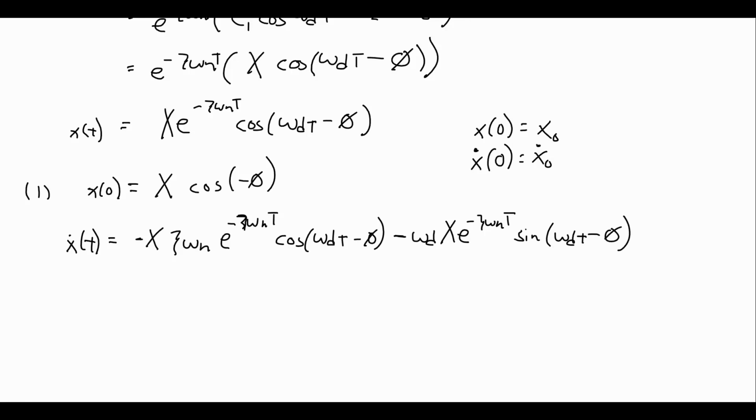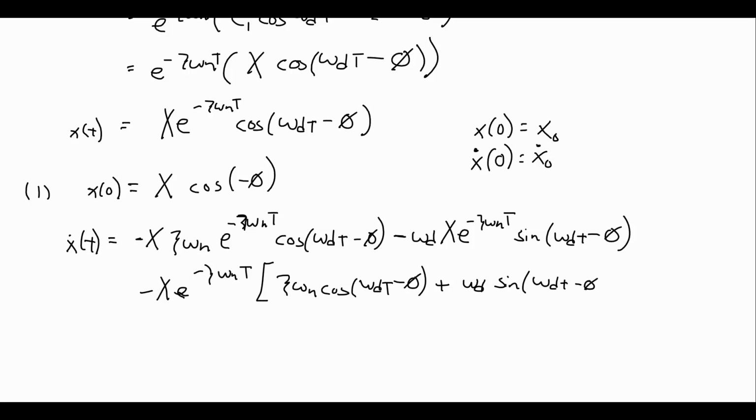And I can clean this up a little bit more. I have negative signs, I have x, I have an exponential, so I can pull some of that stuff out. So I'll pull out a negative x e to the negative zeta omega_n times t, multiplied by, I'm going to be left with here a zeta omega_n cosine of omega_d t minus phi, plus I have an omega_d, the x and the e came outside, sine of omega_d t minus phi. And just a little bit cleaned up, factoring out some common factors.